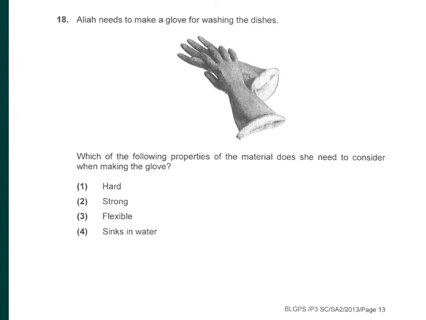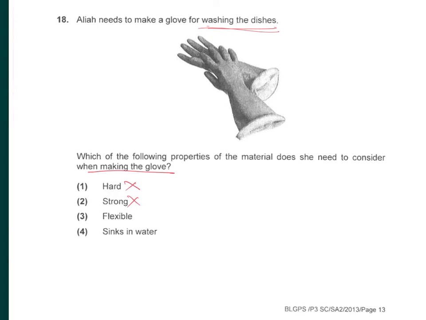Question 18. Aliyah needs to make a glove for washing the dishes. The glove is to ensure that it is waterproof and the water doesn't get through the glove and end up on her hand. She wants to keep dry. So which of the following properties of material does she need to consider when making a glove? It must be able to, not that it's hard, not that it is strong. In this case, of course, we need a glove to be waterproof.